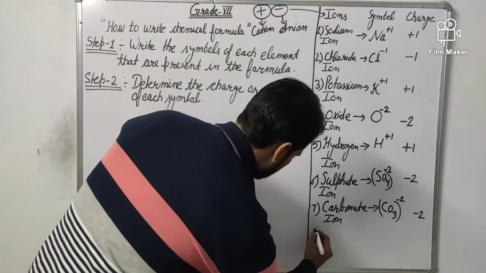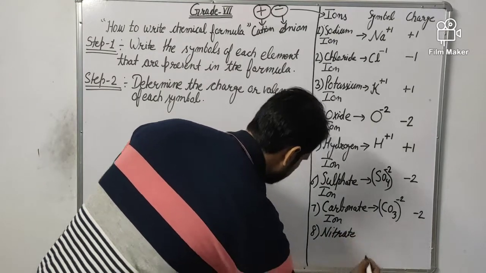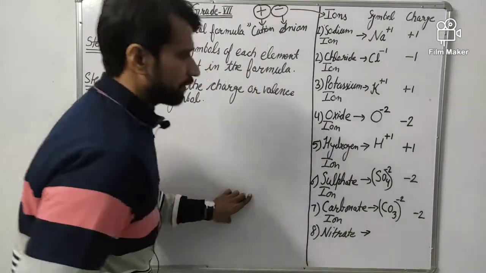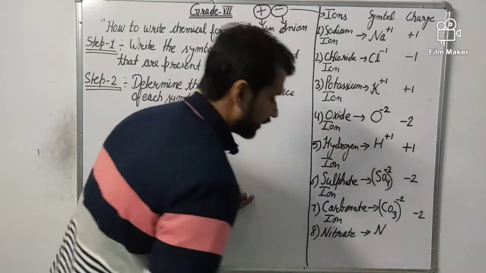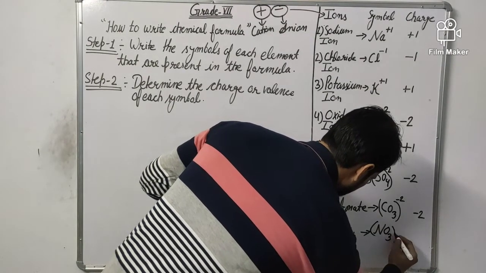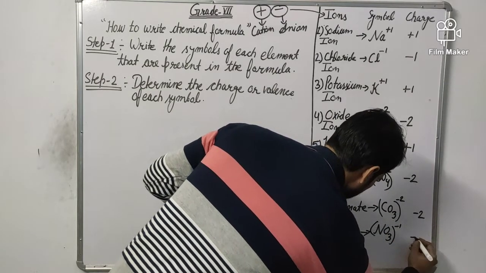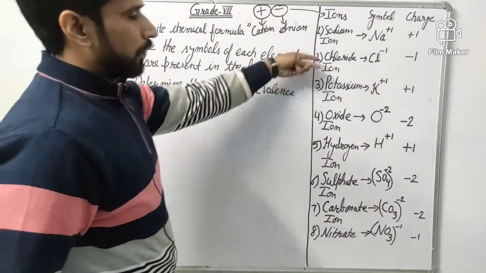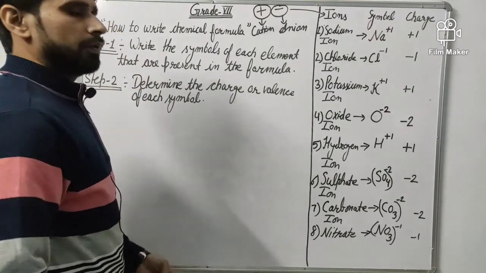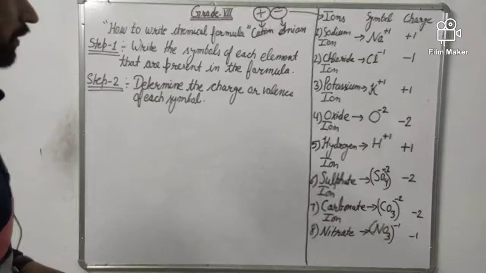Next one is nitrate. Nitrate is also an example of a complex ion. It contains two elements, nitrogen and oxygen, in its ionic form. It is NO3. It carries -1 charge, so the charge on nitrate is -1. These are only very few examples. There are many more examples of ions. You must follow your book, and you must memorize these also, up to your standard.